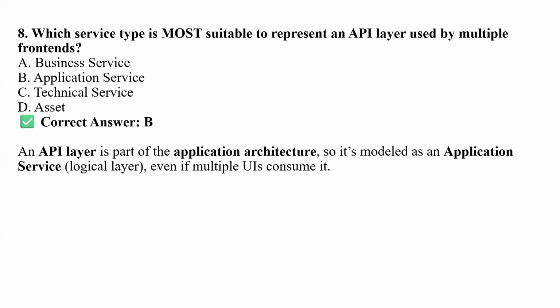So what is an API layer? It's a part of the application architecture. It's a logical component. So an API layer is a part of the application architecture, and it's modeled as an application service. It's a logical layer. We can simply consider the API as the application logic of the application service.